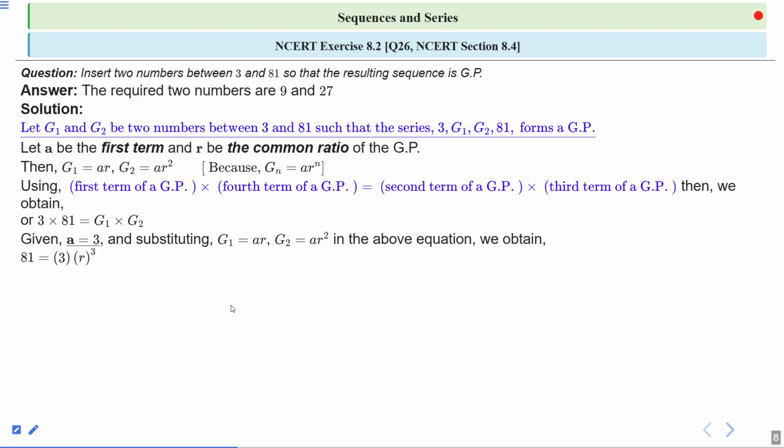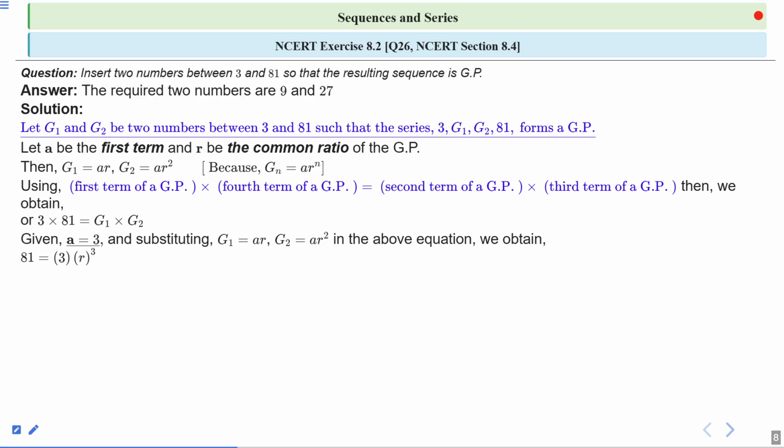So here the given first term is 3. So here A is basically 3, and now substituting G1 is AR and G2 is AR square in the above equation. Here you can see in this equation G1 is AR and G2 is AR square. So substituting these in the above equation, we will get 81 equal to 3 times R cube.